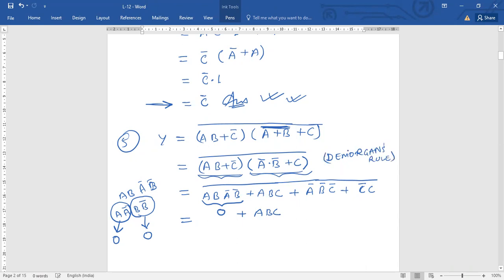यहाँ पर हमने डी मॉर्गन्स रूल अप्लाई किया. डी मॉर्गन्स रूल क्या था? A plus B bar is equal to A bar dot B bar. ओके, तो इसका इस्तेमाल करके यहाँ पर चेंज किया. अभी यहाँ पर जो हमने किया A B A bar B bar, this is the associative law. मतलब हम आगे पीछे कर सकते हैं टर्म्स को. Like A plus B plus C can be written as what?